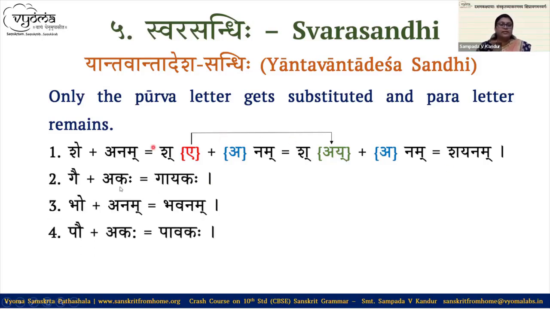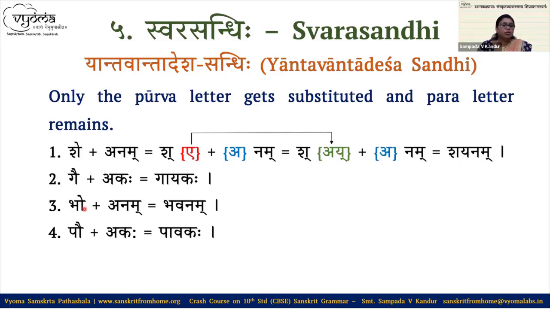Now see here, Gai plus Akaha. So how to split? G plus I. Right? What is the result of I? I changes to I. A ki matra should come. So G plus A is Ga. Then Ya, half Ya is as it is. Then this Ya is added to Akaha. So Gai plus Akaha becomes Gayakaha.